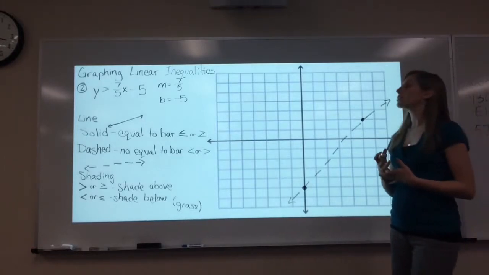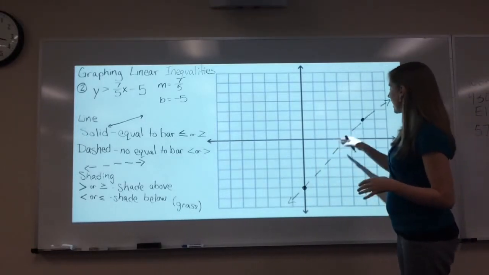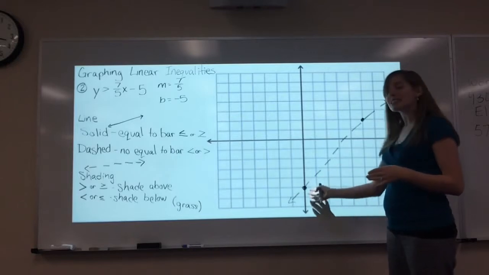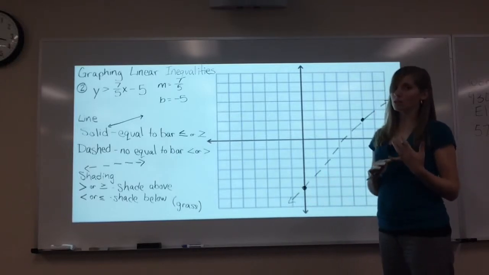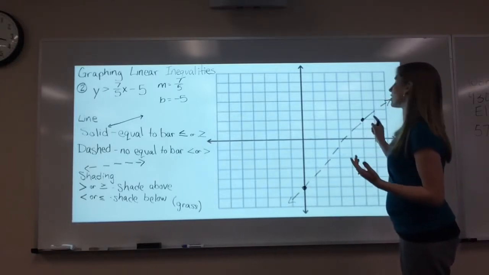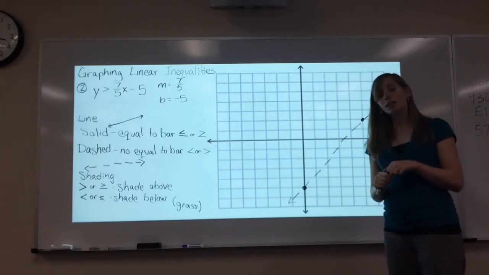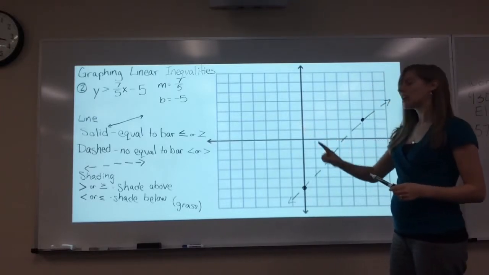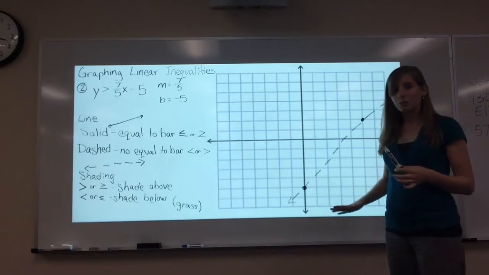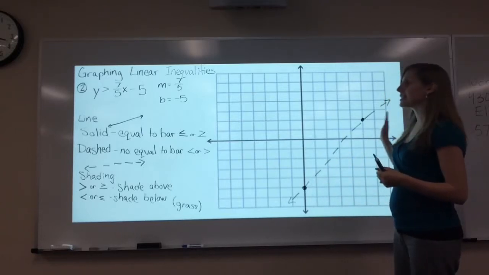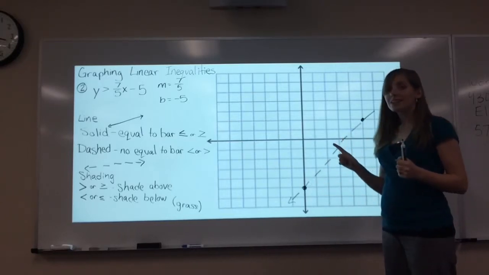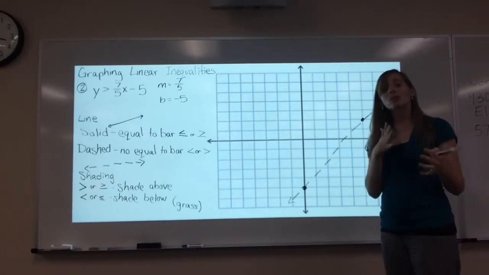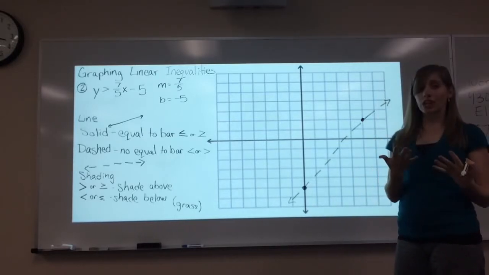The reason why we are doing a dashed line is to show that this line is actually not a solution. The points along this line are not answers to the inequality because it's not equal to. The line always represents the equal to parts. So the line is not a solution, but the shaded area will be. So I need to have the line so I know where to shade.